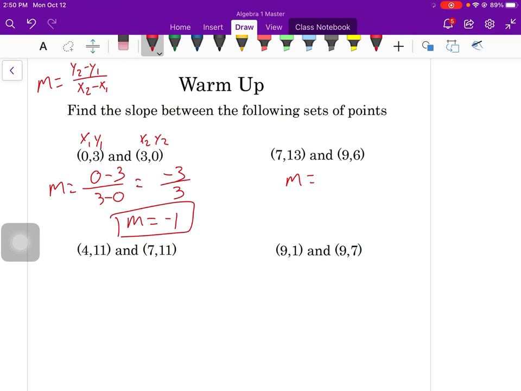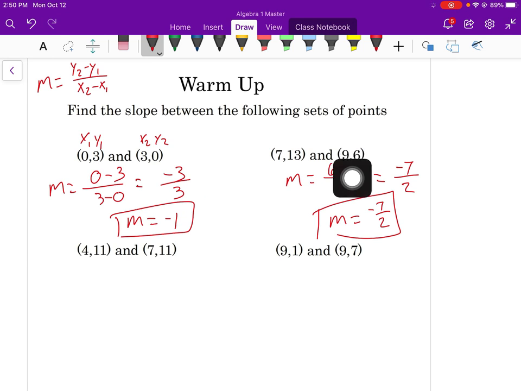On this next one, over on the right side, I'm going to have 6 minus 13 over 9 minus 7. That gives me negative 7 over positive 2. That can't be simplified. That's what my slope is. Okay, if I had done the other way around, I'd have done 13 minus 6 is positive 7 over 7 minus 9 is negative 2. That gives me the exact same answer.